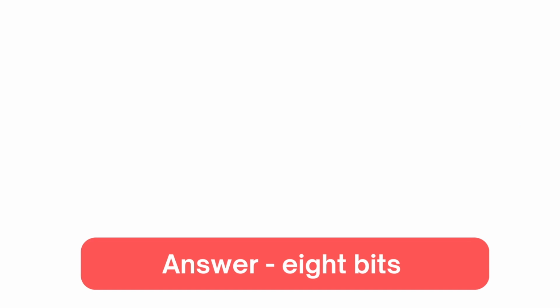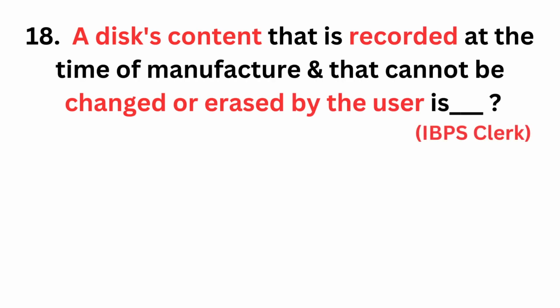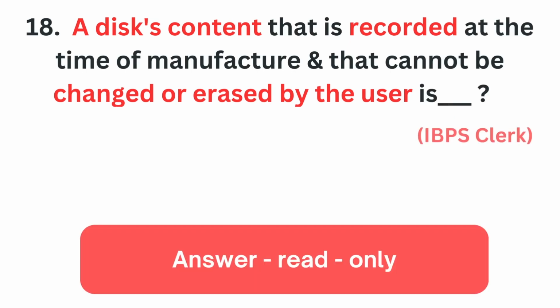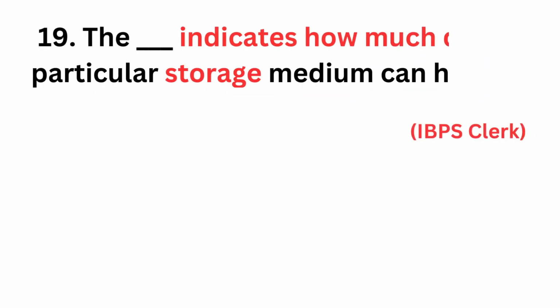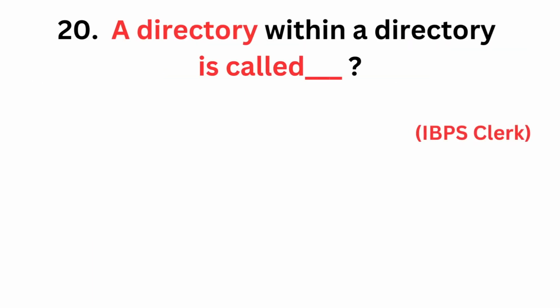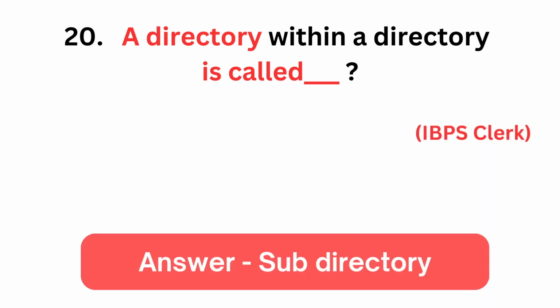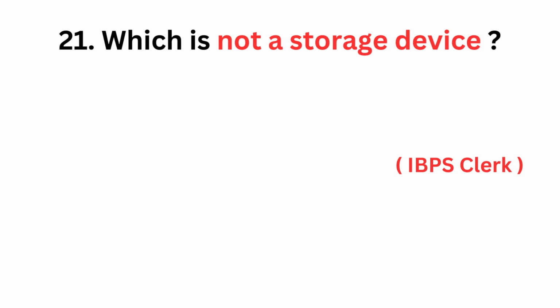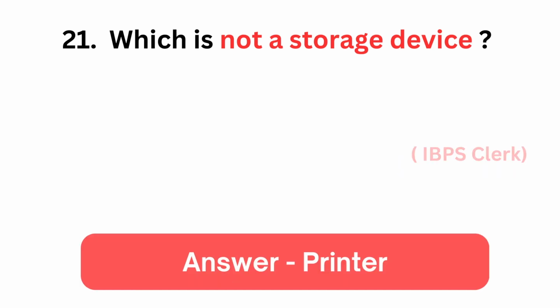A byte is a collection of what? 8 bits. A disk content that is recorded at the time of manufacture and that cannot be changed or erased by the user is what? Read only. What indicates how much data a particular storage medium can hold? Storage. A directory within a directory is called what? Subdirectory. Which is not a storage device? Printer.